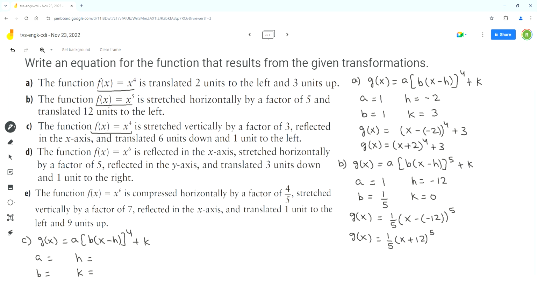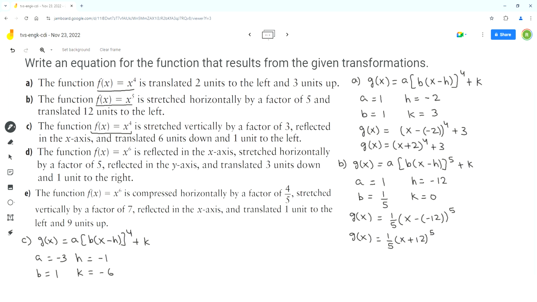As per part C, there is a vertical stretch by a factor of 3 and reflection in the x-axis. So a is equal to -3. There is no reflection over the y-axis or horizontal stretch or compression. So b is equal to 1. There is a horizontal translation 1 unit to the left. So h is equal to -1. And there is a vertical translation 6 units down. So k is equal to -6.